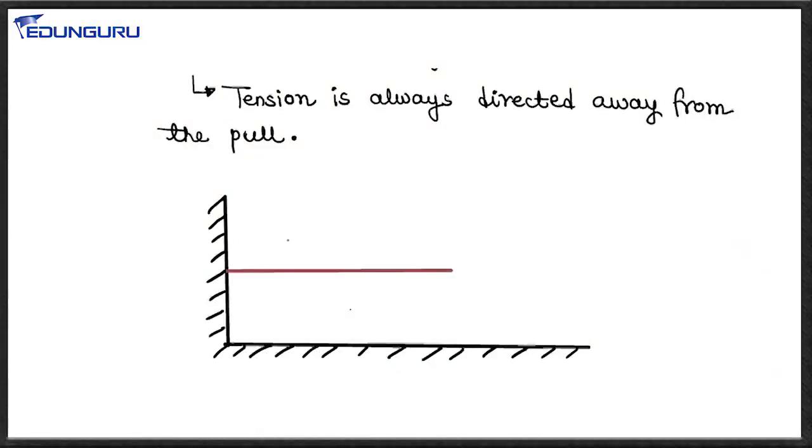So, as I wrote, tension is always directed away from the pull. Let's see this rope. One end of this rope is fixed, and its other end is pulled by this man. Right?